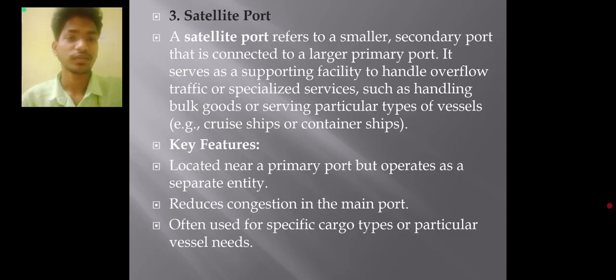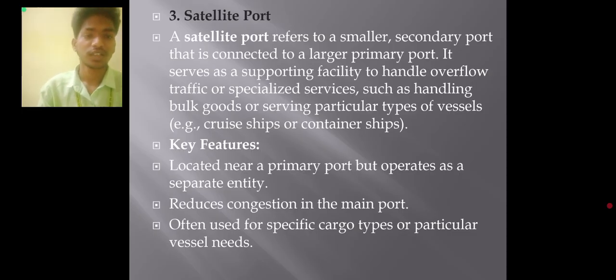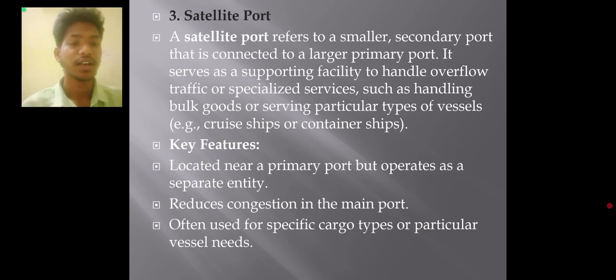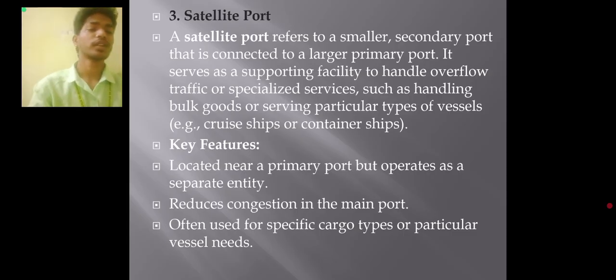Key features of satellite port. Located near a primary port but operates as a separate entity. That means it is located near a primary port, but it operates separate facilities. Reduces congestion in the main port. That means it reduces traffic in the main port. Often used for specific cargo types or particular vessel needs. It means main containers or loads, cargo types are taken in this satellite port.